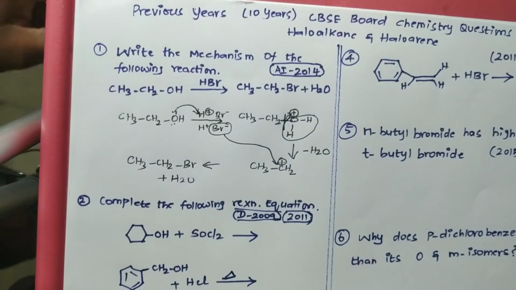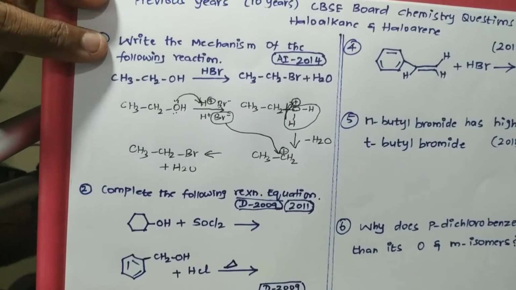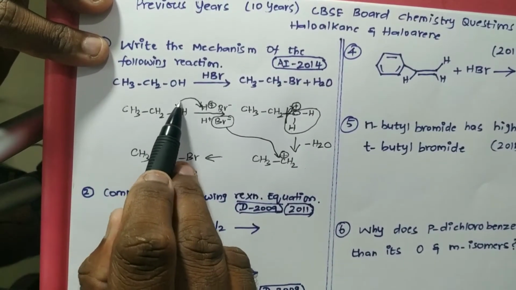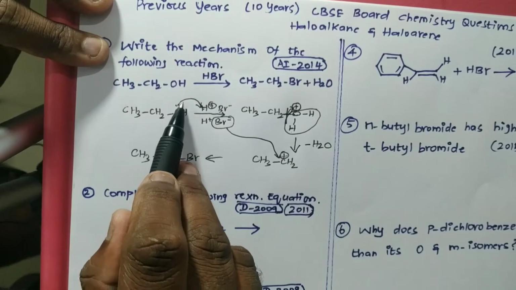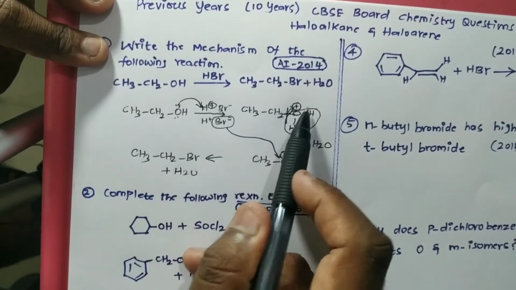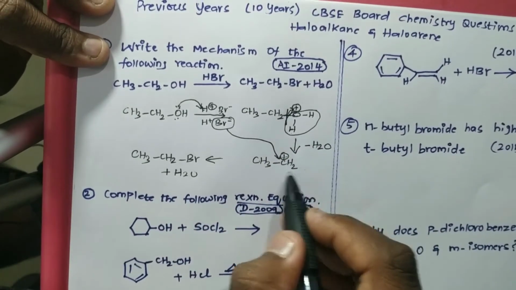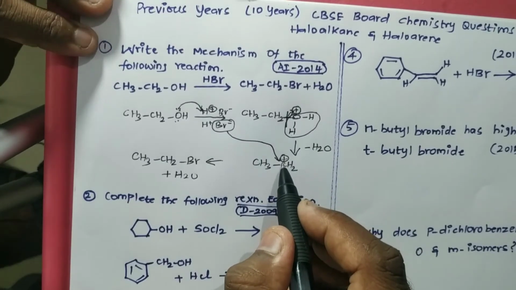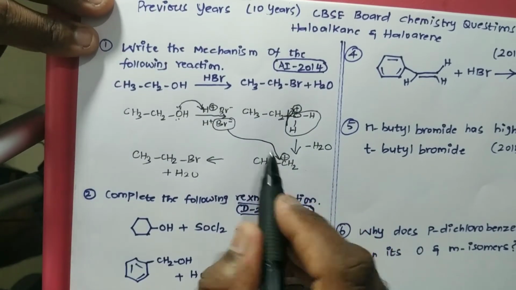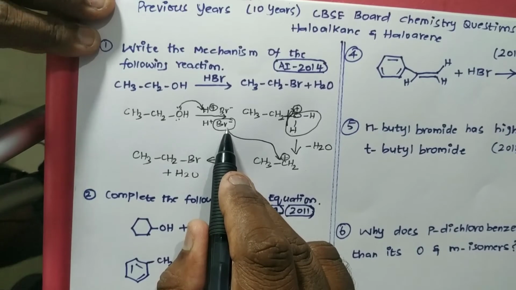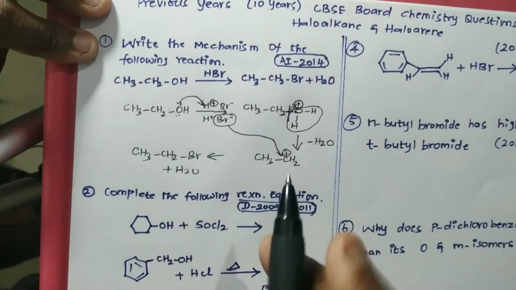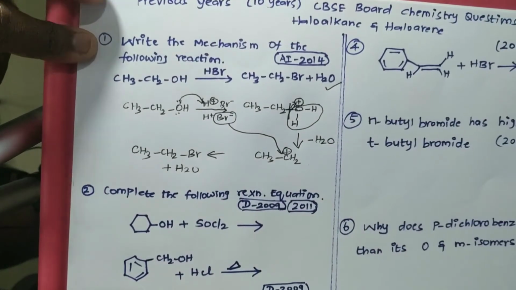Are you able to understand, students? This is a good mechanism. Initially the alcohol containing oxygen will donate electrons, and by that way it gets a positive charge. The water molecule leaves, and the positive charge comes to carbon. That positive charge will attract the negative charge of the acid to form this compound. Now the product we are getting is proved.